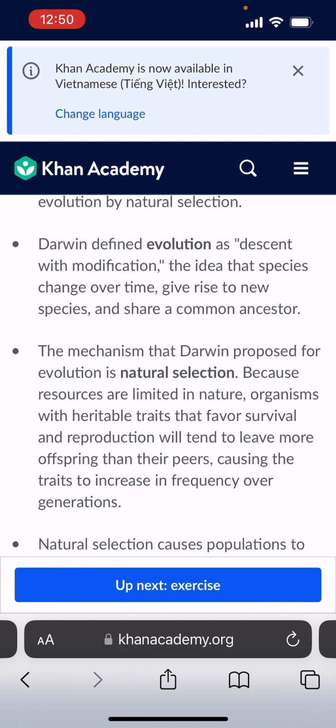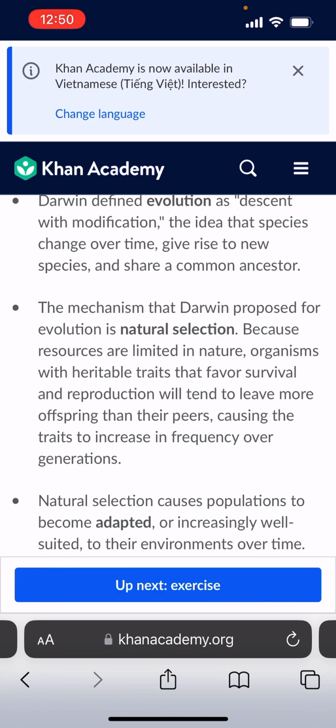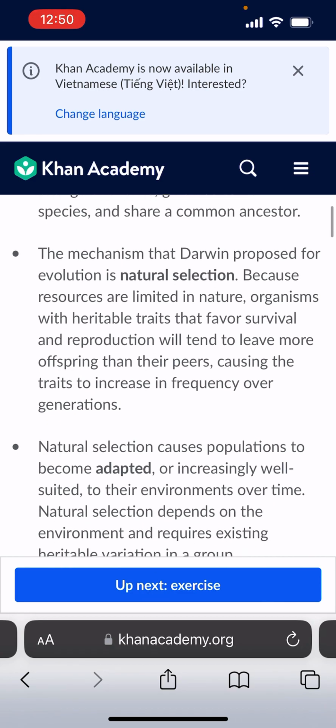Darwin defined evolution as descent with modification, the idea that species change over time, give rise to new species, and share a common ancestor. The mechanism that Darwin proposed for evolution is natural selection. Because resources are limited in nature, organisms with heritable traits that favor survival and reproduction will tend to leave more offspring than their peers, causing the traits to increase in frequency over generations.